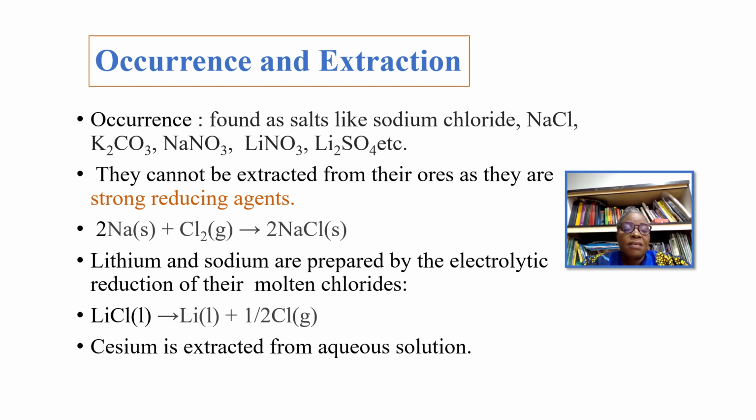and because they are strong reductants, obtaining them in their pure form requires a considerable input of energy. Pure lithium and sodium, for example, are typically prepared by the electrolytic reduction of their molten chlorides, as shown in that equation, and then cesium is extracted from aqueous solution.